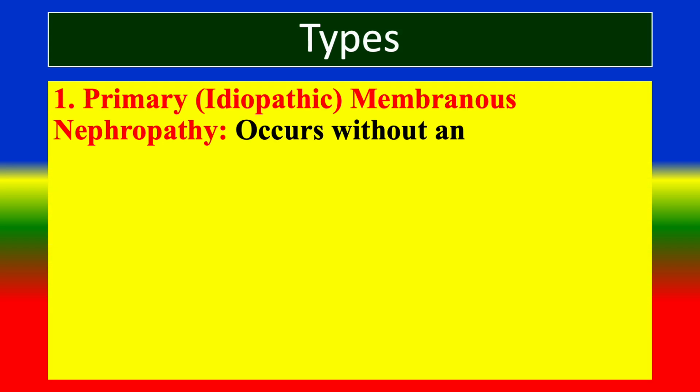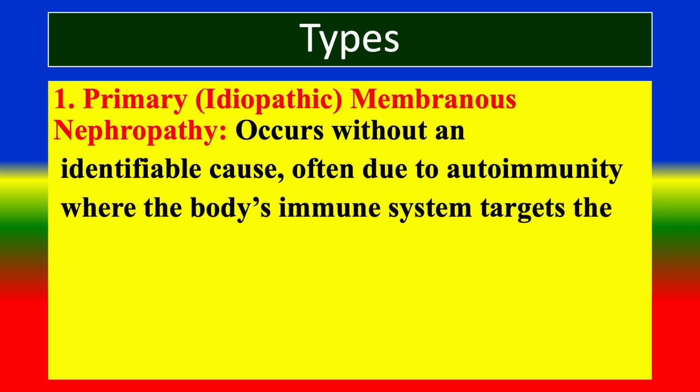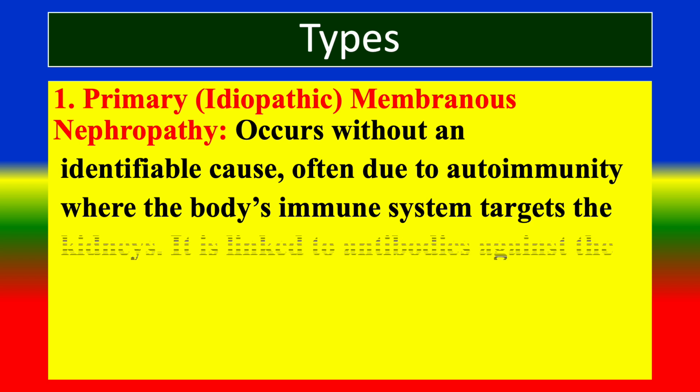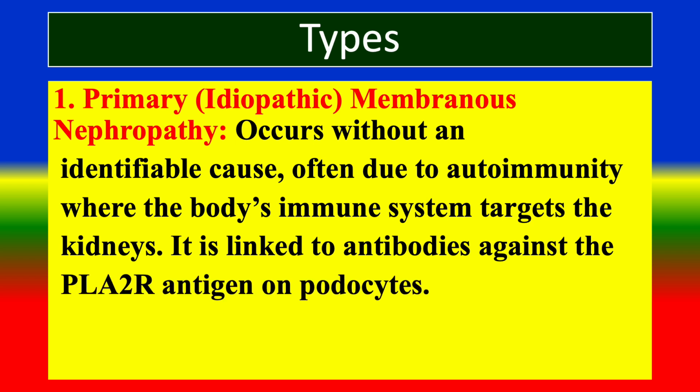Types. 1. Primary membranous nephropathy occurs without an identifiable cause, often due to autoimmunity, where the body's immune system targets the kidneys. It is linked to antibodies against the PLA2R antigen on podocytes.